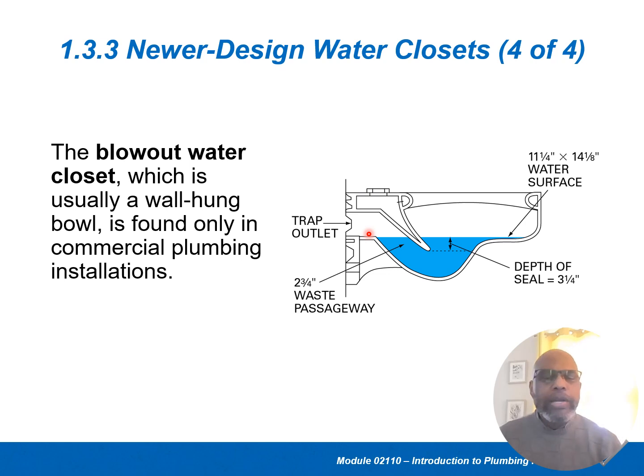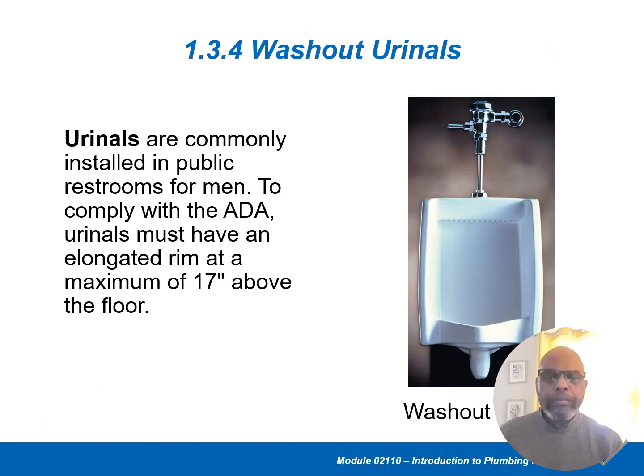So the blowout water closet, which is usually a wall-hung bowl, is found only in commercial plumbing installation. The blowout again has the trap down here instead of at the top, but it will pull the water out. Urinals is a washout also, and it actually has a trap too, and the trap is down here at the bottom. Very similar to the ones we just looked at.